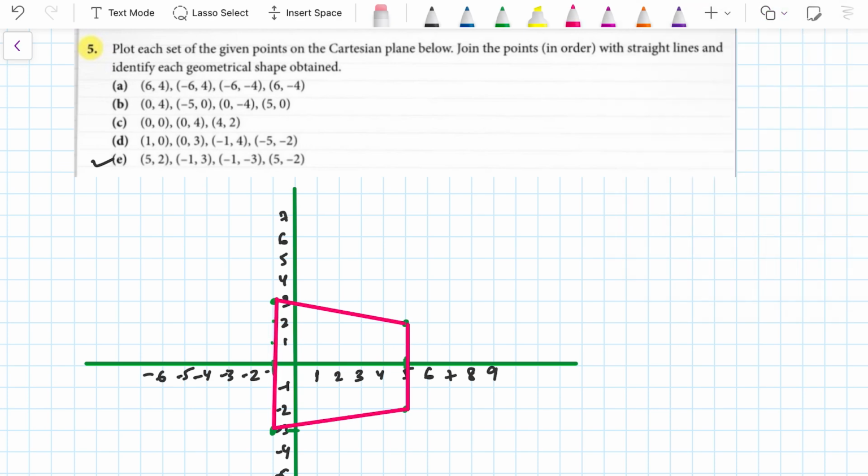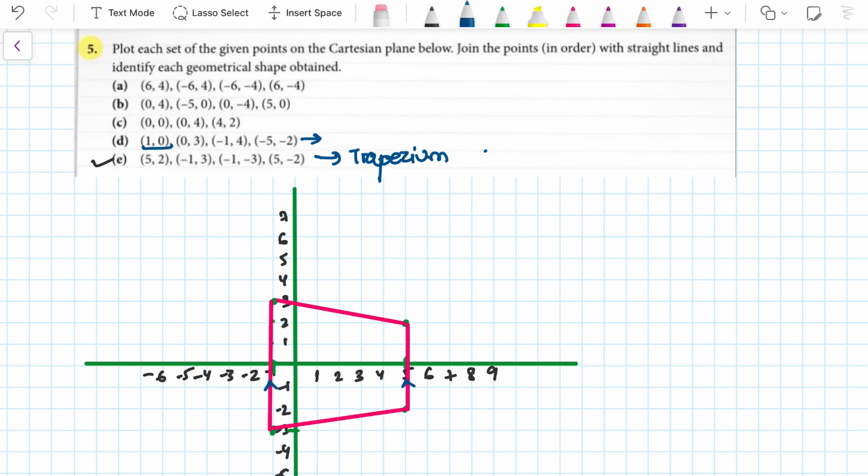You can clearly see that these two lines are parallel to each other because they are vertical. So this shape is a trapezium.